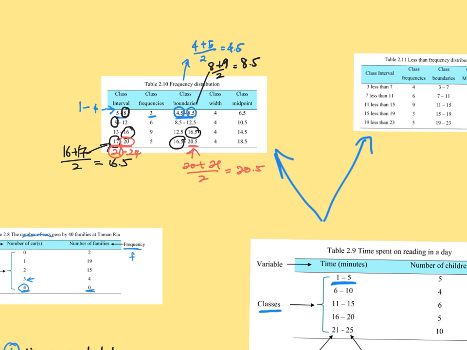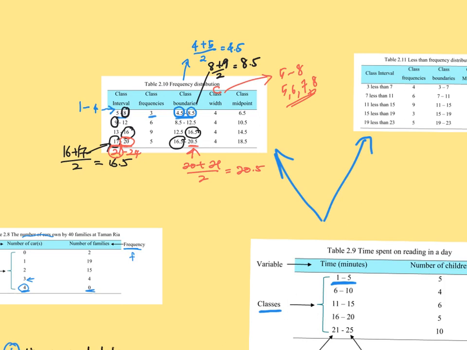So for class width or class size, the symbol for this one is C. How are you going to calculate the class size? You just simply take the class interval for the first class, which is 5 to 8. So how many numbers do you have here? 5, 6, 7, 8. So 4 numbers. So the class size or the class width is 4.